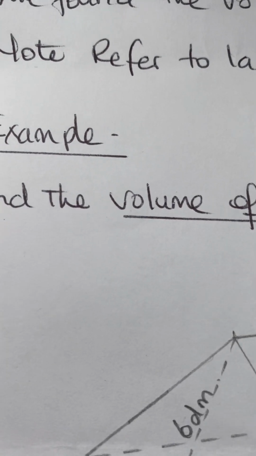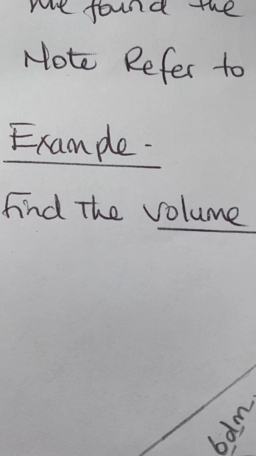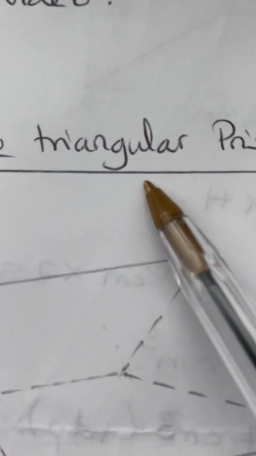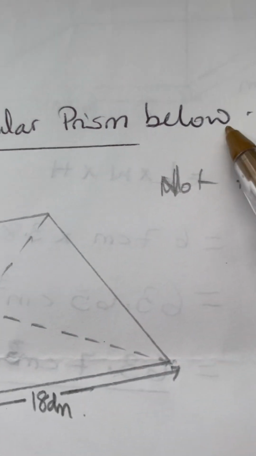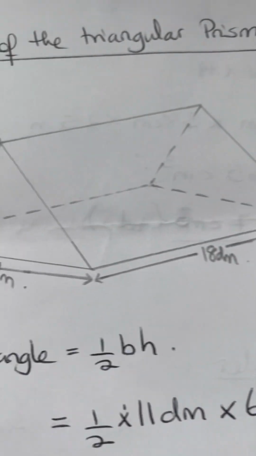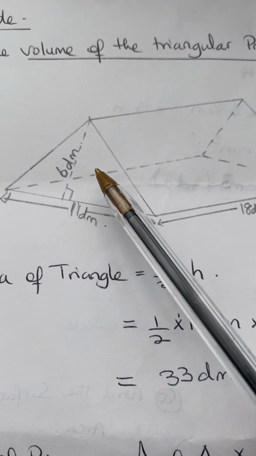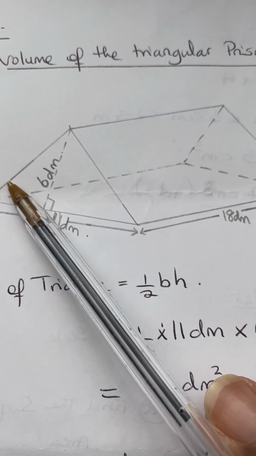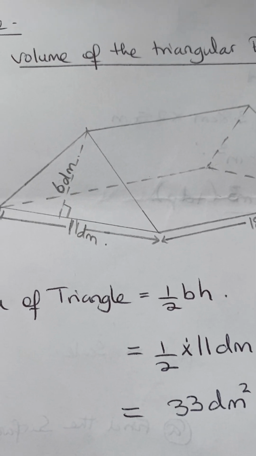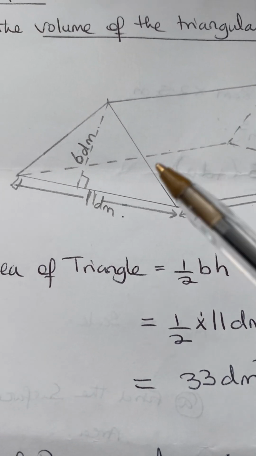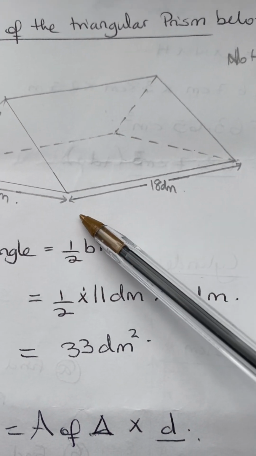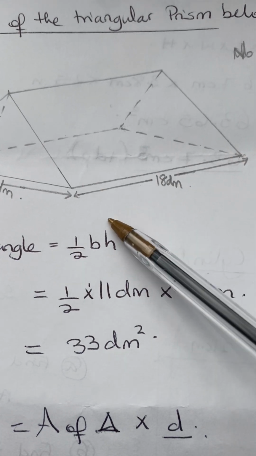Now, for today's recap, I'm bringing a question. We are going to find the volume of the triangular prism below. This diagram again is not to scale. So this is my triangular prism. On this side is a triangle, and we just want to find the volume. Now we said we need the area of the triangle and we need the length of the prism.